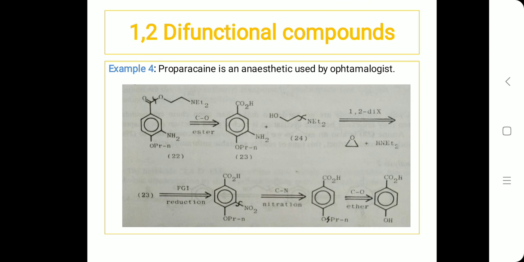After this, we are going to remove the protection, that is, we're going to do the deprotection process, wherein we are going to disconnect the C and the O group, and we're going to get the hydroxy group. So this is the para-hydroxybenzoic acid as the starting material. So now we are going to use the para-hydroxybenzoic acid, epoxide and diethylamine as the reagents, and we are going to synthesize the target molecule, that is the proparacaine, which is the anesthetic.